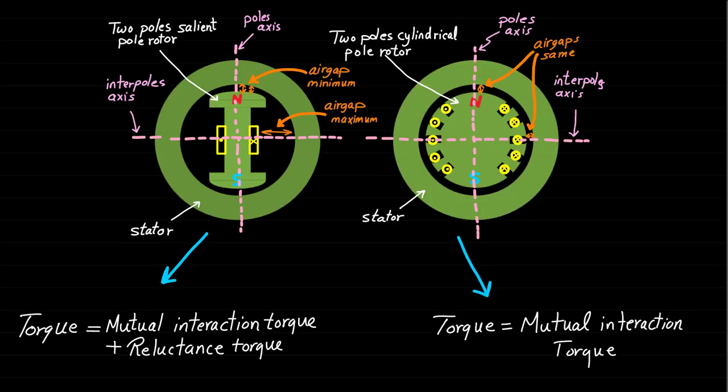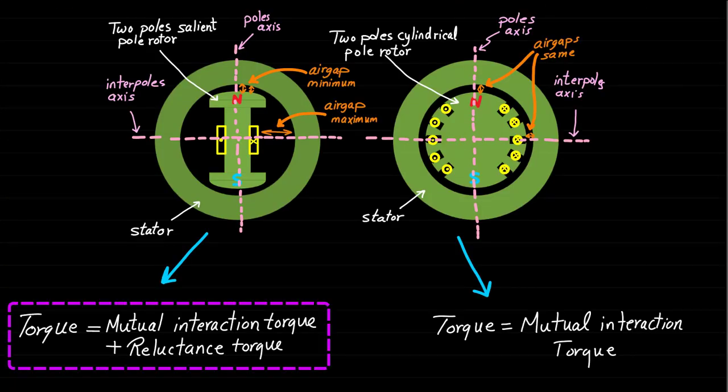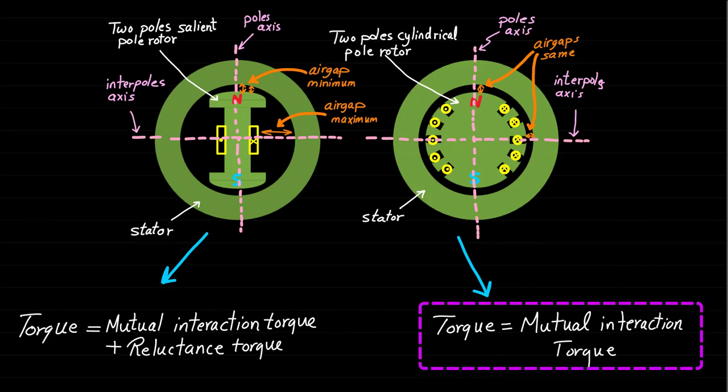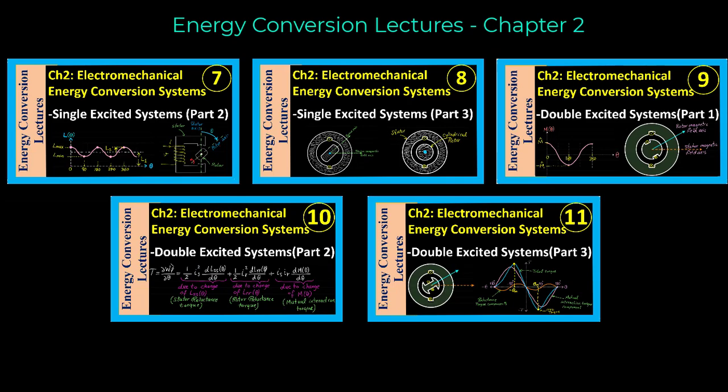Also, the torque of the salient pole machine will have two components, the mutual torque component and the reluctance torque component, while the cylindrical rotor machine will have only one torque component, which is the mutual torque component. Please review the following lectures to get better idea about the relationship between the air gap and the stator self-inductance and their impact on the generated torque components of the machine.